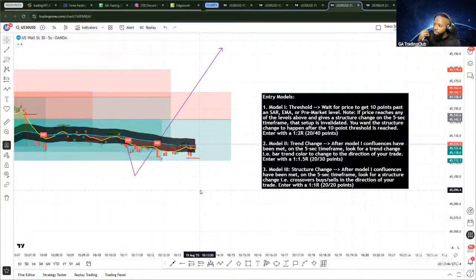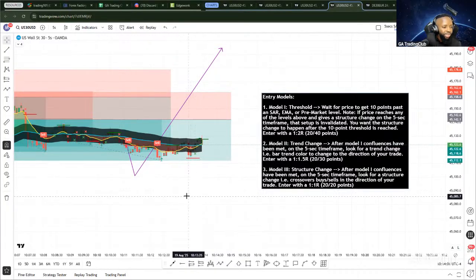So if we're looking for sells, all you're literally looking for is the red X to show up on the 5-second time frame, and that's it. If we're looking for buys, all you're literally looking for is the green X to show up, and that is it. That is all you're looking for.